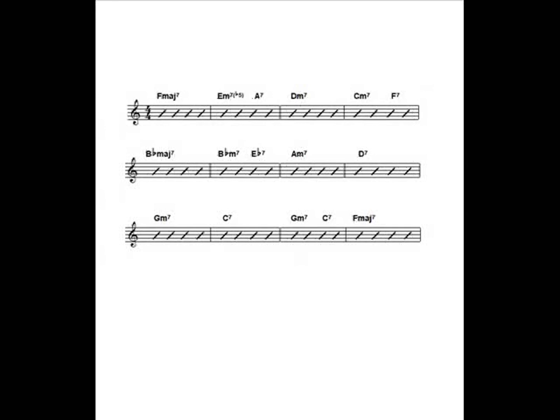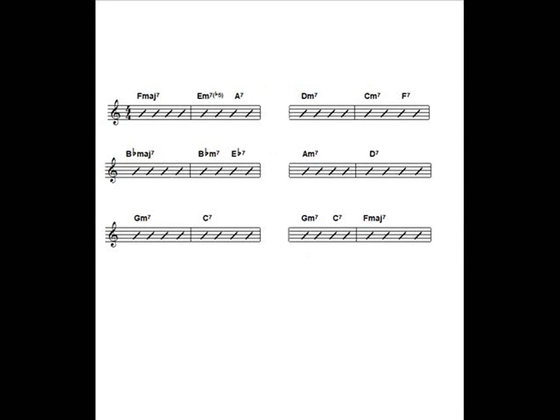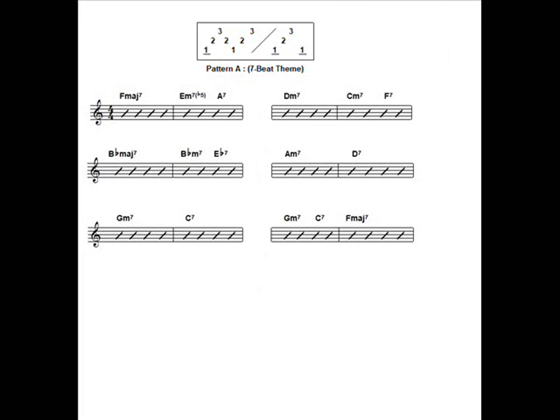You can hear how the scale tones blend with the chords, but we need to make it more musical, so we'll first divide the progression into 2-measure pairings, and then apply one of our melodic 7-beat sequences to each pairing. Here's the first one, pattern A. 1, 2, 3, 2, 1, 2, 3, 1, 2, 3, 1.